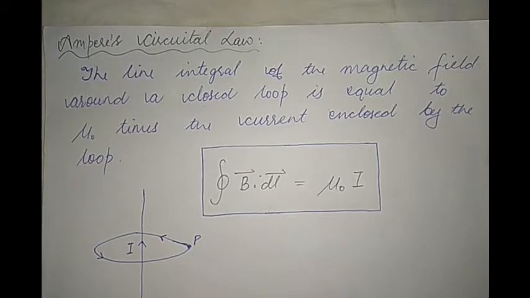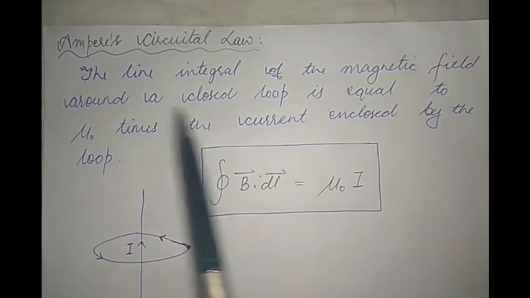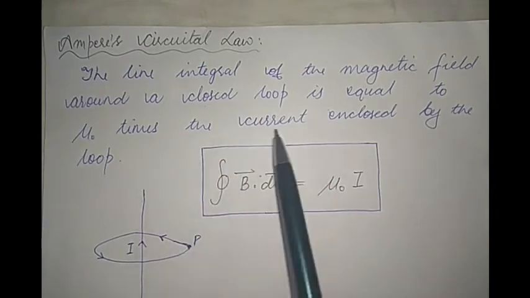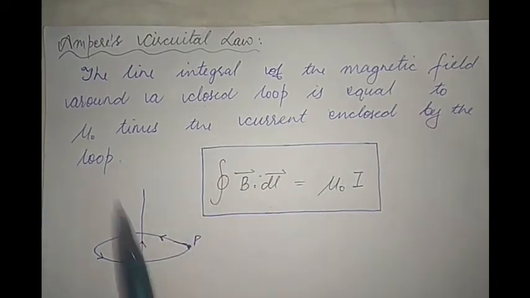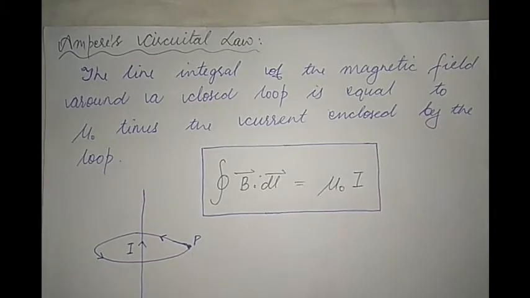So the statement for Ampere's Circuital law is something like this. The line integral of the magnetic field around a closed loop is equal to mu naught times the current enclosed by the loop. This basically is a mathematical statement. And mathematically, we write this statement this way. Integration, and we are integrating over a closed line, B dot dl is equal to mu naught I.